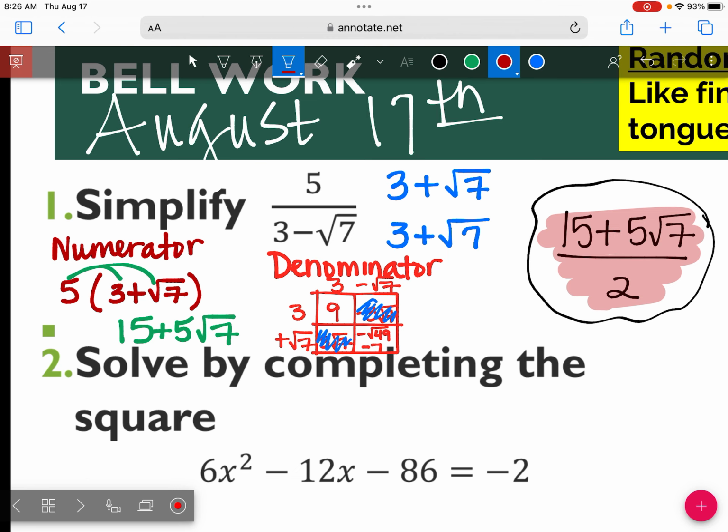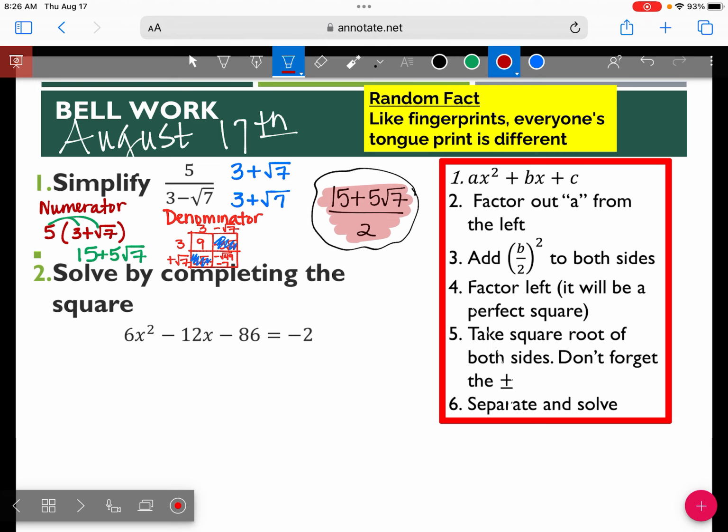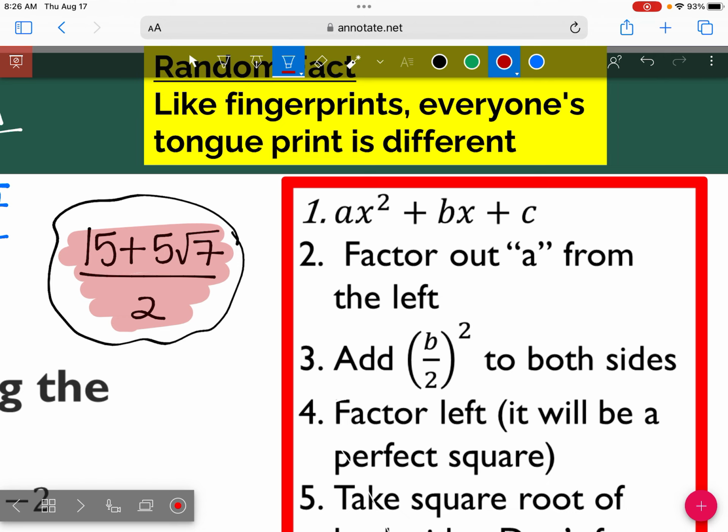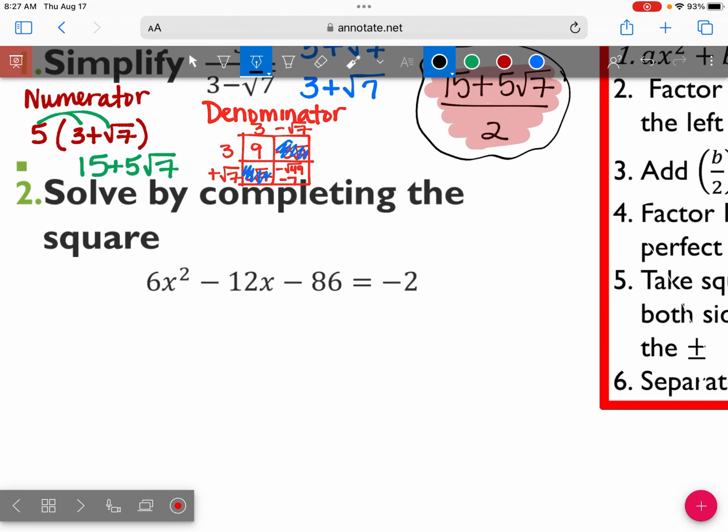All right, let's look at question number 2. So we're following that recipe. So the first thing we're going to do, okay, and this should say equal C. That should say equal C, not plus C. So it should be ax squared plus bx equals C. So that C term needs to go over. So let's add 86. So that would be 6x squared minus 12x equals negative 2 plus 86, which is 84.